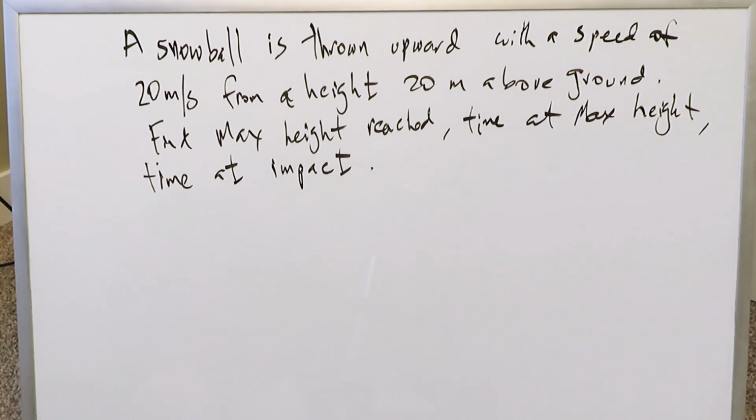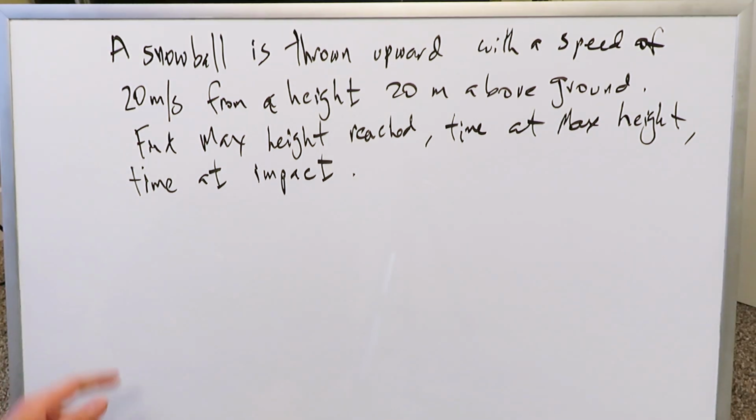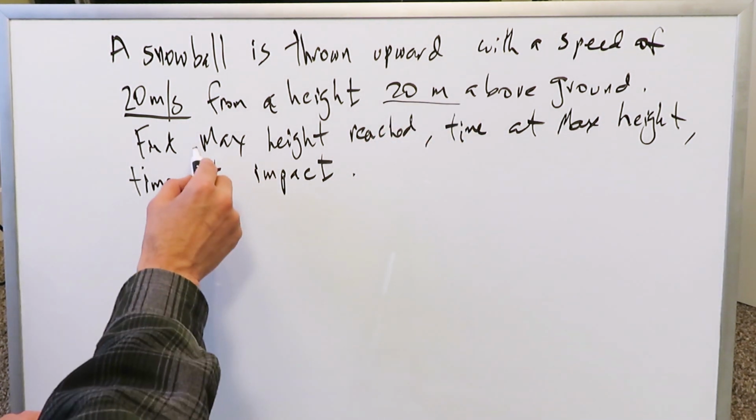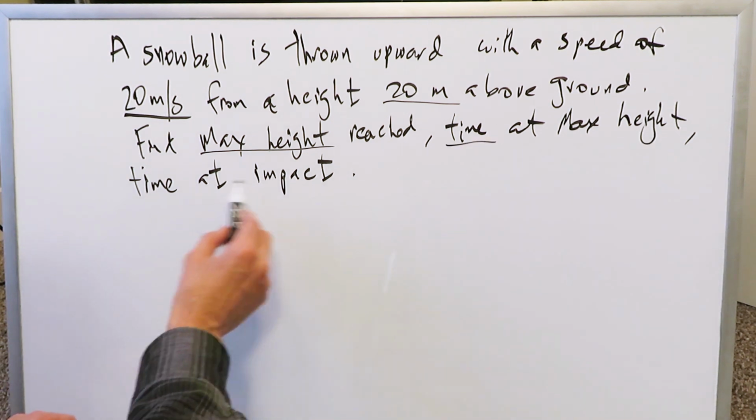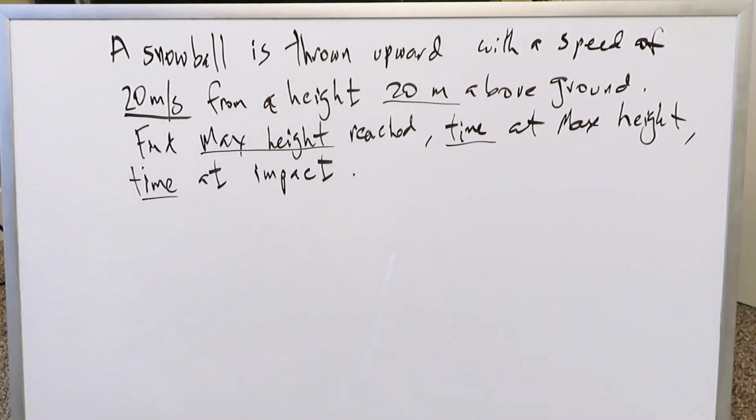Now I have moved upstairs to my room where we will actually do this question. We have an interesting question here. We have a snowball that's thrown upward with a speed of 20 meters per second from a height 20 meters above the ground. We have to find the maximum height reached. We also have to find the time at the maximum height and the time at impact. These three things we have to find.